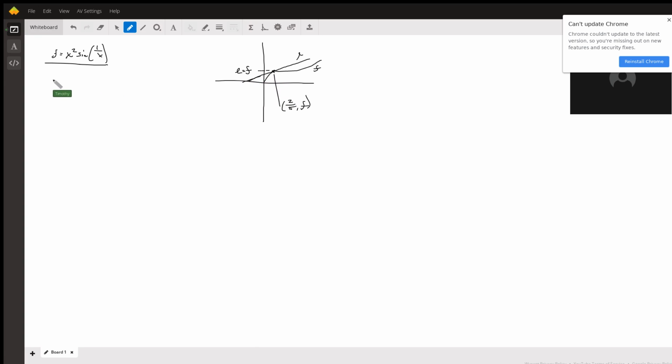All right, so to find the slope of the tangent line is the derivative of the function. In this case, it's just df over dx. And at that point, it's going to be at x equals 2 over pi.